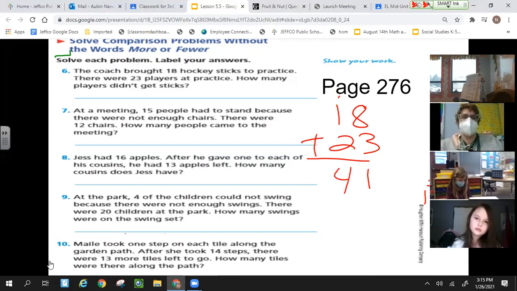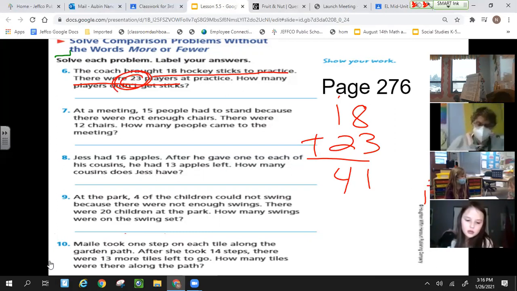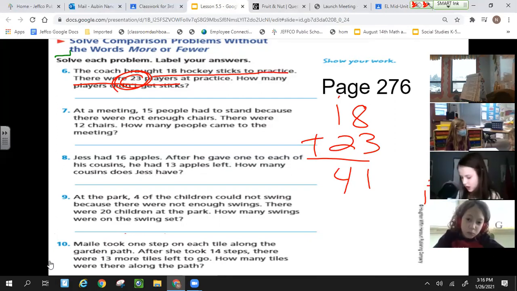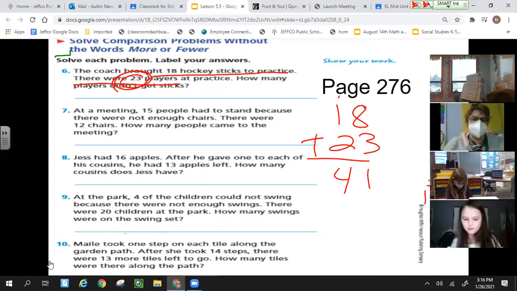Let's reflect. The coach brought 18 hockey sticks to practice. There were 23 players at practice. 41 players didn't get sticks? What? Could that work? No. There's only 23 players. How can 41 not get sticks? So if you said addition, show me what we should do instead of addition.